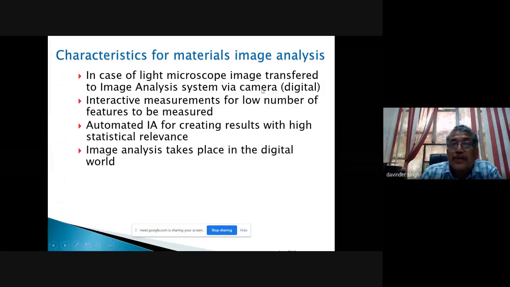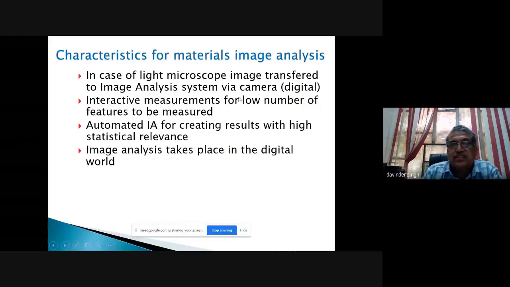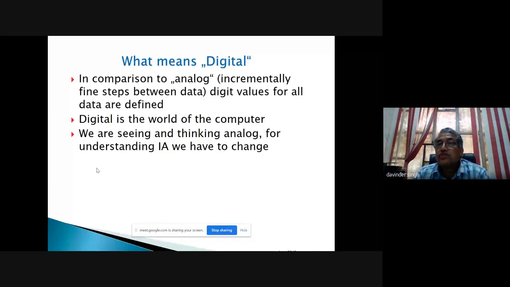Or in case of light microscopy, basically the image analysis system is all through the camera, like a CCD, and interactive measurements for a low number of features can be done, or automatic image analysis can be done for higher statistical values. All this is possible in all digital work, we can say. So it means digital image analysis.